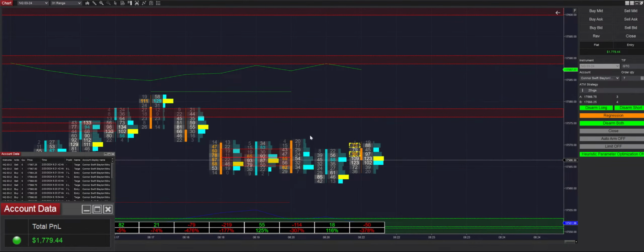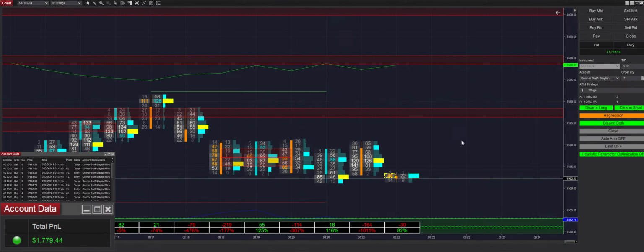Still in regression mode. Very, very tight range right here. Trying to take advantage of this very, very bound movement at this 17565 level.